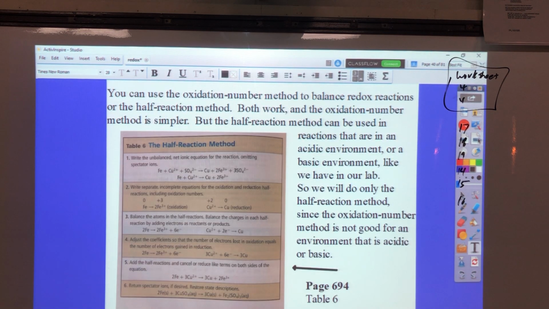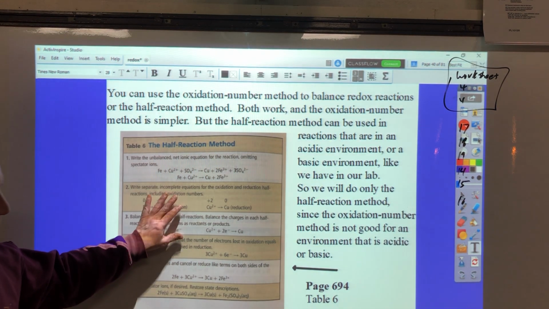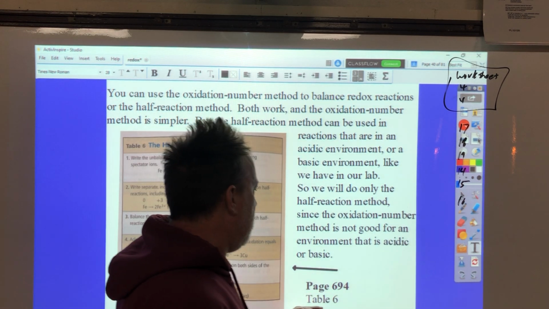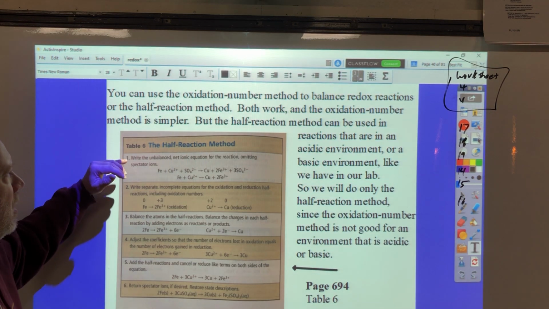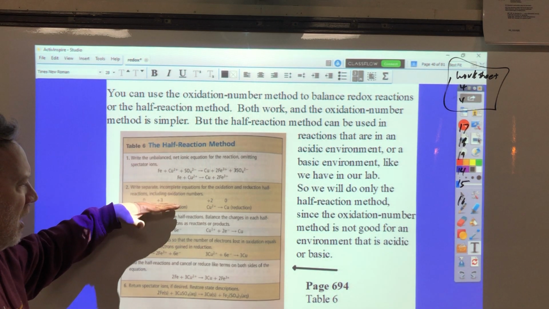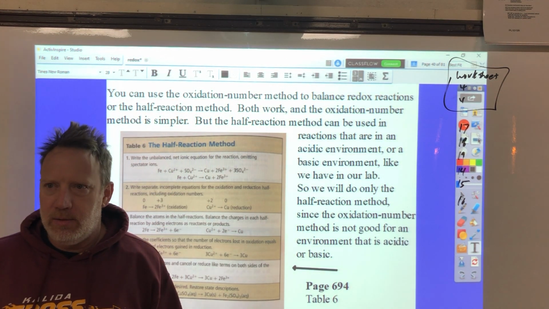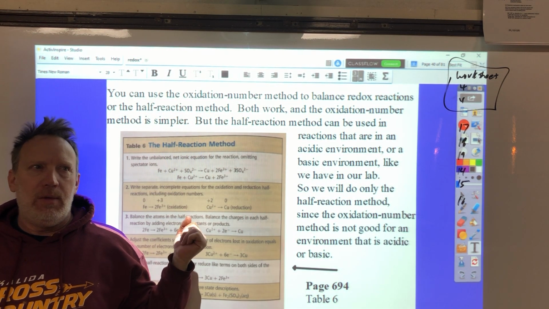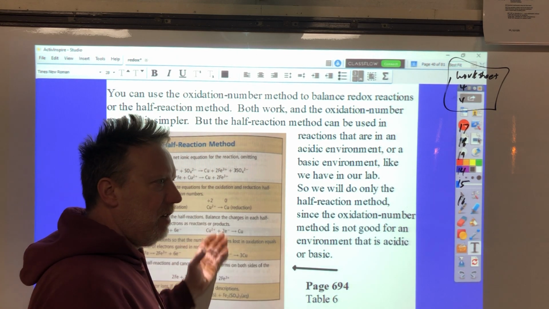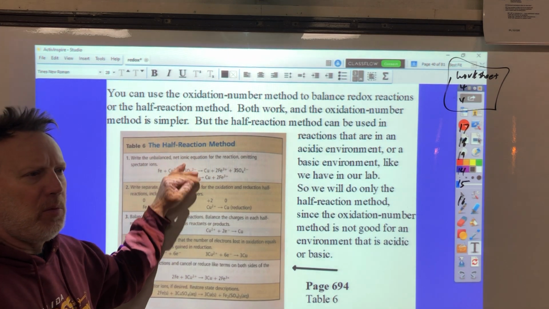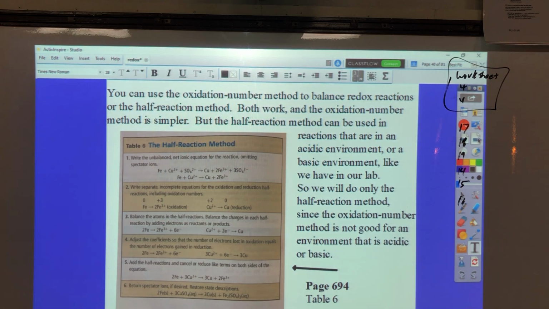Then, I probably blasted past this mentioning it, but on page 694, table 6, in the general chemistry book, there is this table that tells the half reaction method. Now this definitely is different from what you'd see in other books. If you take another chemistry course, they're going to have a little bit different approach, but you're still doing the same things. It's just they got to make sure they're not sued by the lawyers.